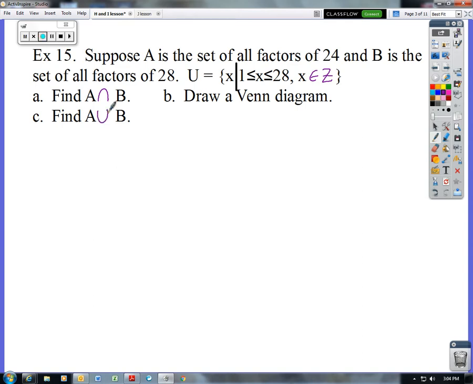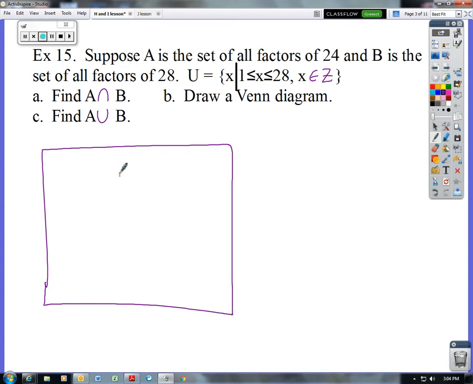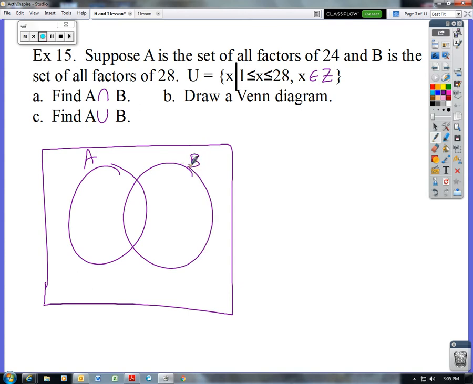So I'm going to start off by drawing a Venn diagram, probably fairly large because there are a lot of numbers between 1 and 28, and we have to include all of them. To save your time, I've worked this out ahead of time. A is the set of all the factors of 24, so you start with 1 and work your way up to 24. And I went through and did this on my own. If you want to take time to do that, you can.